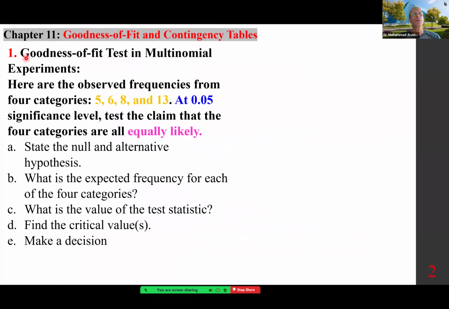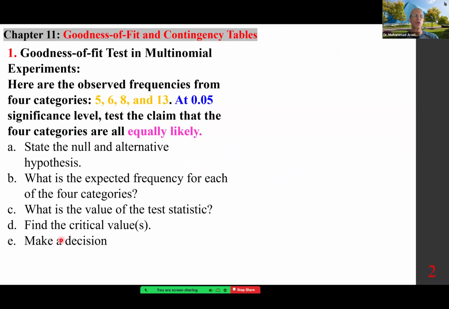Number 1, goodness of fit test in multinomial experiments. Here are the observed frequencies from 4 categories: 5, 6, 8, and 13 at 0.05 significance level. Test the claim that the 4 categories are all equally likely.